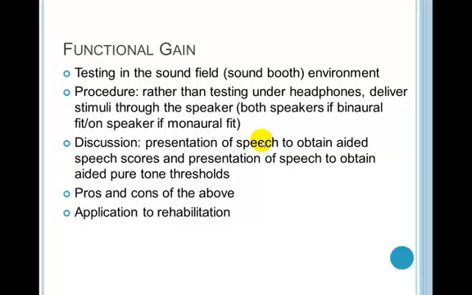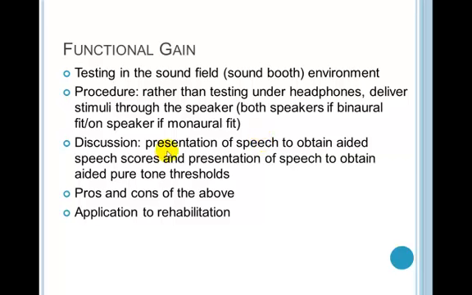Now, first of all, we should be able to present at a softer level, so I will obtain a most comfortable listening level first, just like I did with tones, or with the audiogram, but now I'm testing both ears at once. So I will get a most comfortable listening level, but it should be softer now that they have hearing aids. They're going to say, oh, I can hear you, you're comfortable, but it should be softer than without. And then present speech.